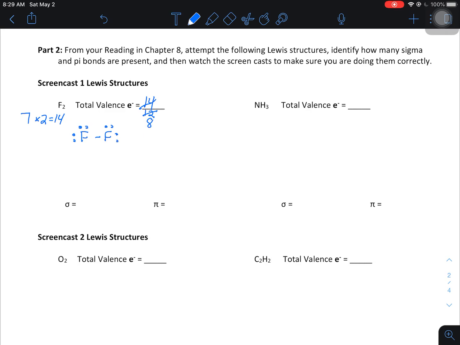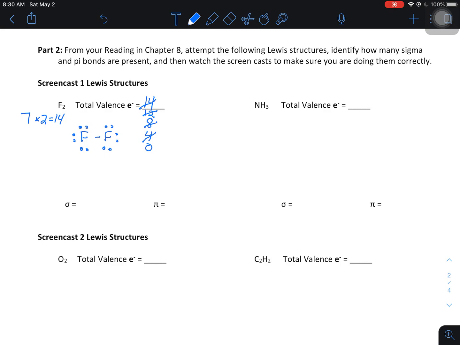4 more can be distributed, which takes me down to 4. And finally, 2 more electrons on each side. This allows me to distribute all my electrons. Now I go back to each of the sides, or each atom, and go 2, 4, 6, and the line is 8 for the fluorine on the left, and then 2, 4, 6, and the line for fluorine on the right.